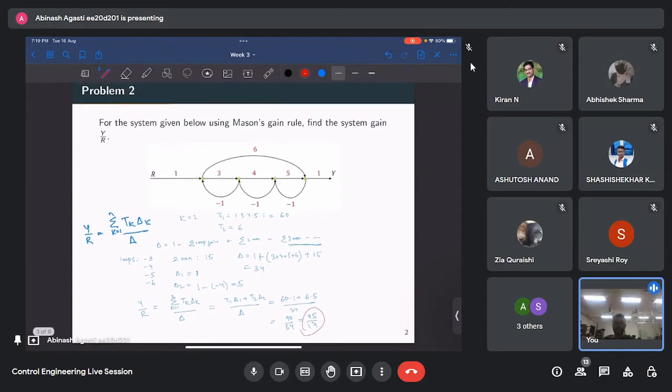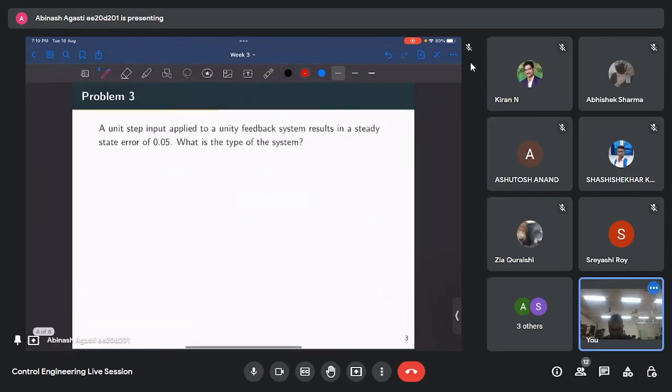So is this clear how we use Mason's gain rule to find the system gain? Yes, sir. Okay. And for this question in particular, we had only numbers as the gain, but you can replace this by any transfer function, and you can find the gain in a similar manner. That will give us the transfer function of some system. So we'll move on to the next question.